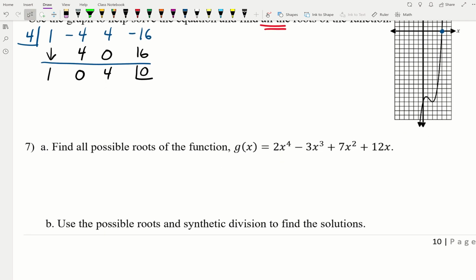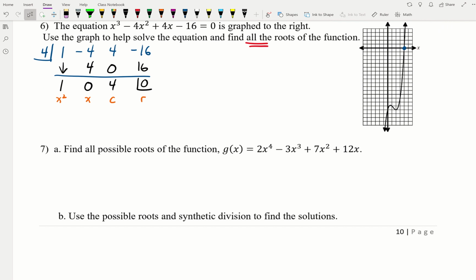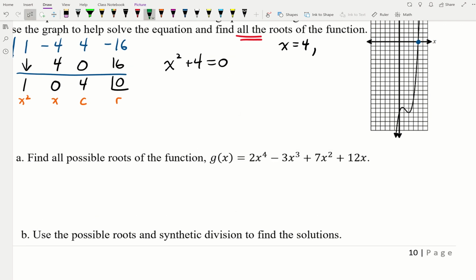All right. And now what I'm left with, remainder, constant, x squared. So one of our solutions is x equals 4. You might want to write it over here so you don't forget about it. But then I have this function, x squared plus 4 equals 0. Now, there's a couple different ways you could solve this. The easiest way is going to be to isolate the x squared and solve it by square rooting. So if we subtract 4, x squared is going to equal -4.